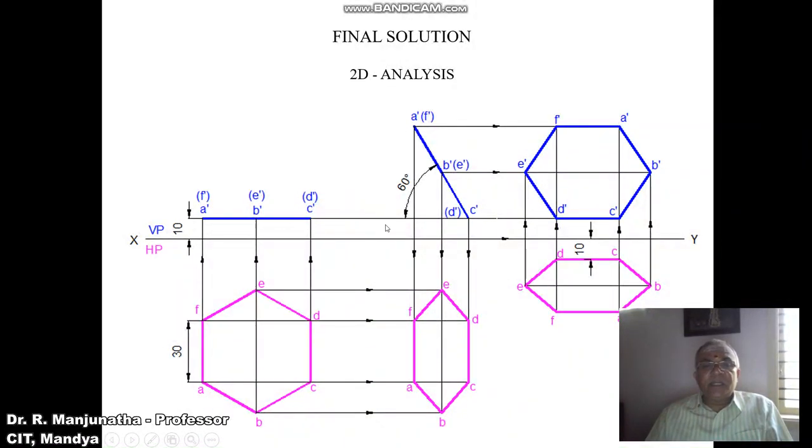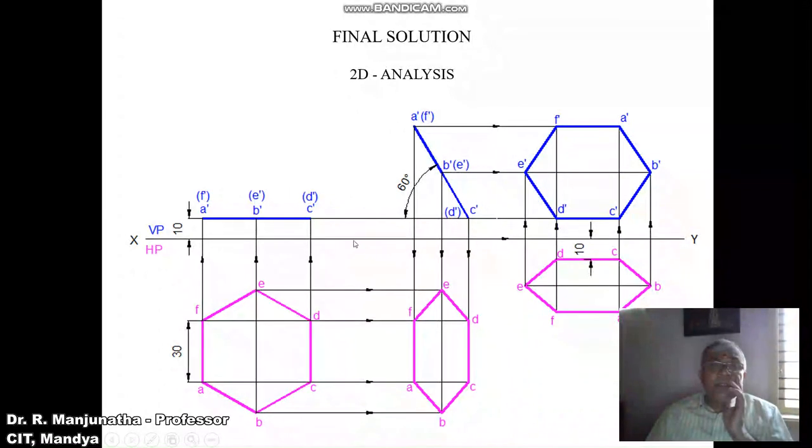Then consider any distance from the first position front view. You mark it 10 mm above the XY line, and you mark that point as C dash and D dash in bracket. Then by using the protractor with respect to C dash as the center, you measure an angle of 60 degrees with respect to the horizontal, and then draw an inclined line.